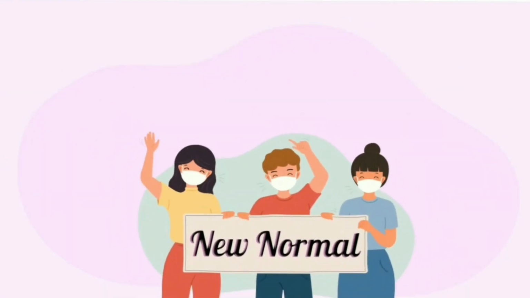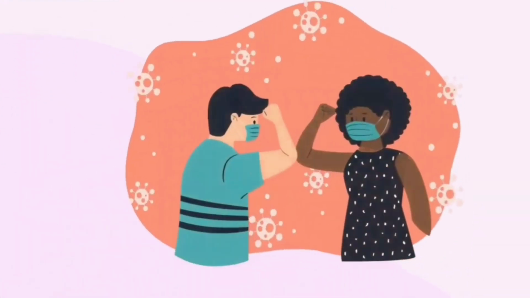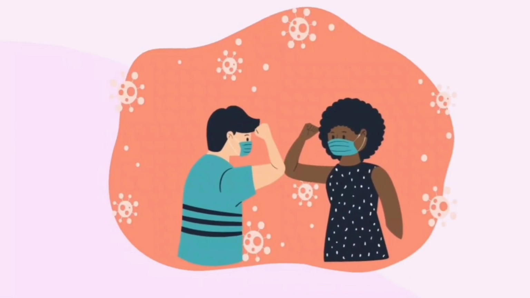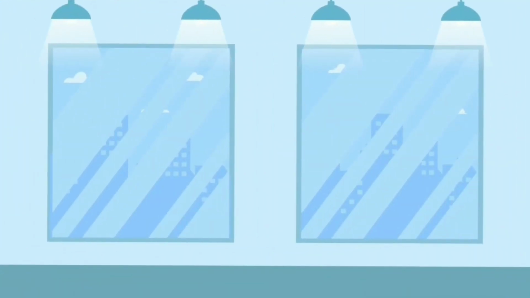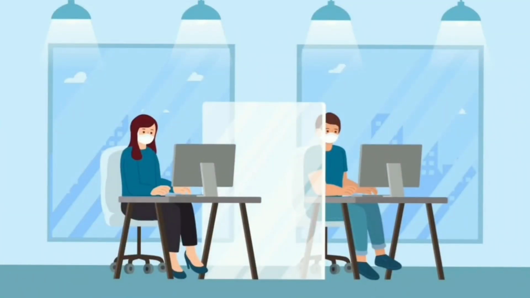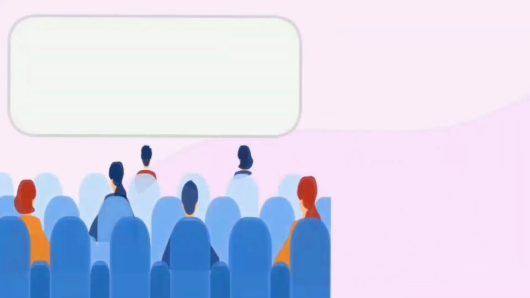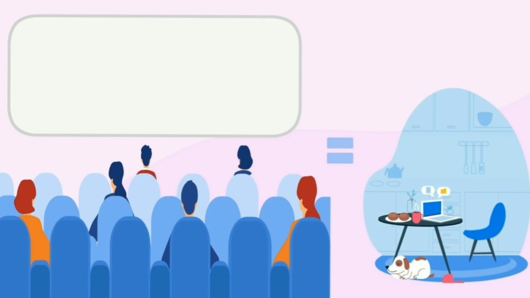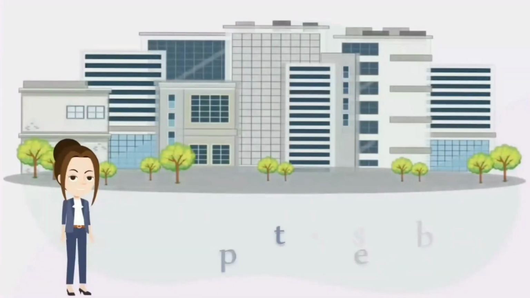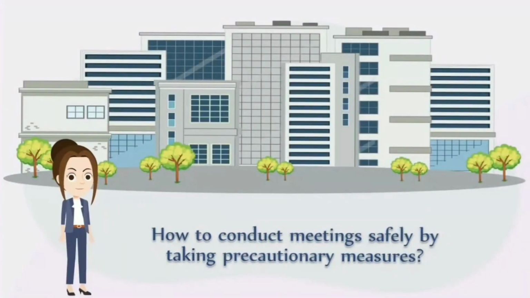Create a new normal. Strengthen the bond of trust between you and your delegates, creating a low-risk exposure environment to work in. Redesign your conference hall in a way that your delegates feel as safe as in their home. So how do we conduct a meeting? By adopting few precautionary measures.